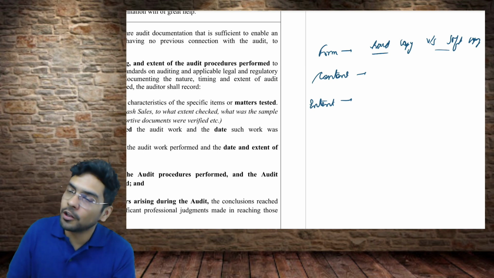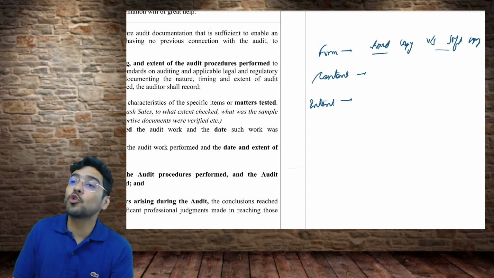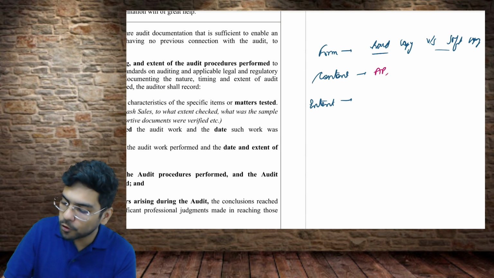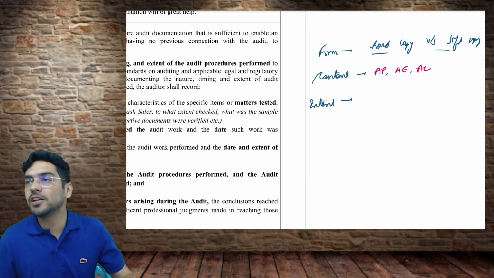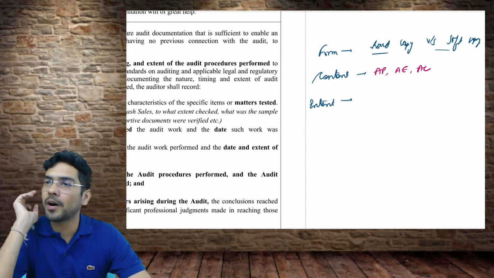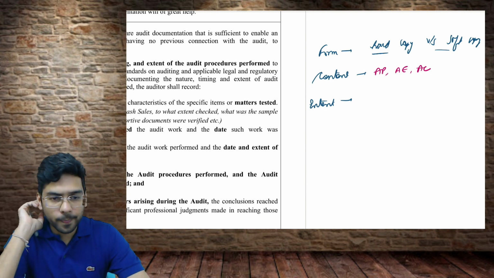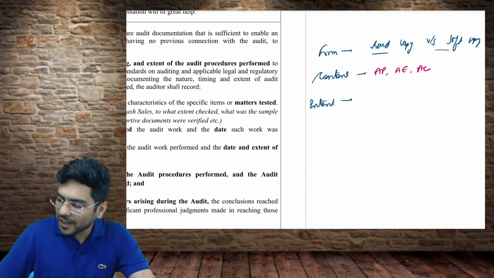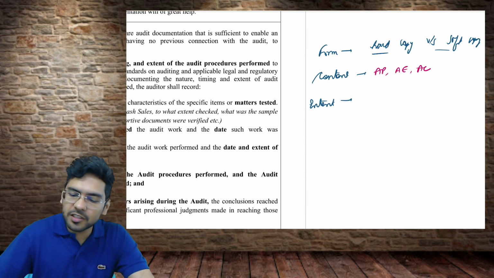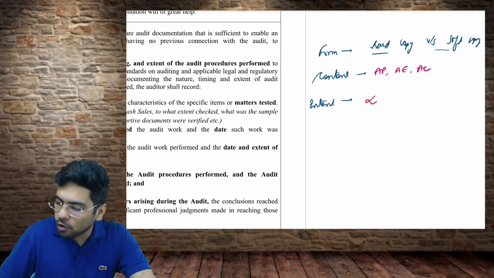When I say content, you already know what things should be there in your audit documentation. Can I say audit procedures, audit evidence, and audit conclusions reached? This we covered in the definition part, yes or no? Okay. And when I say extent of audit documentation, guys, can I put it in this manner? I mean, just one idea. Extent of audit documentation will be directly proportional to the size of the entity.